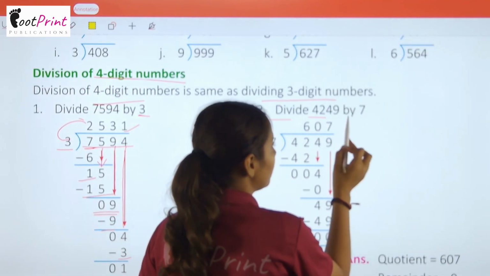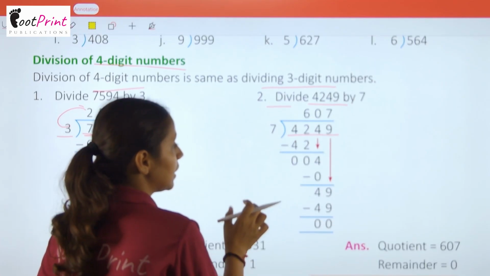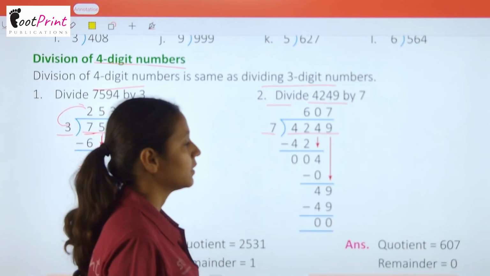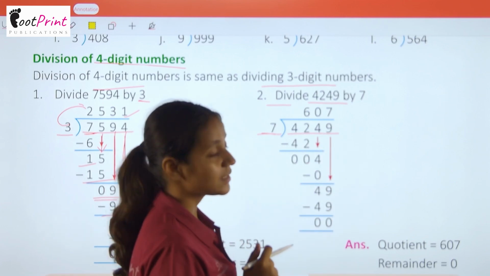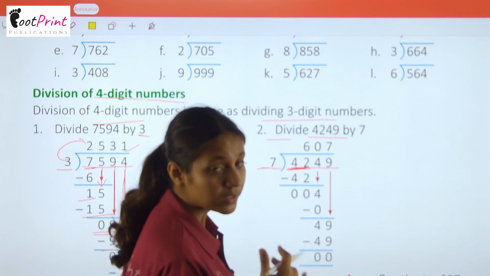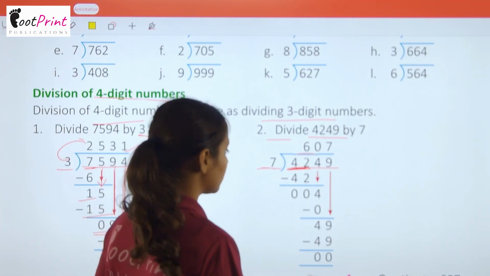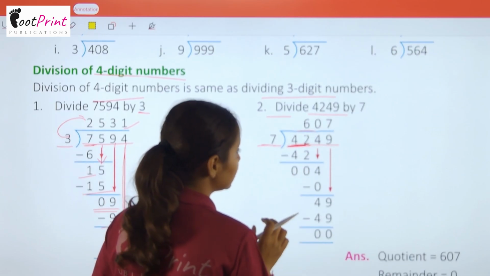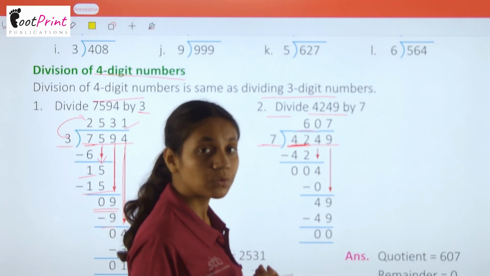Divide 4249 by 7. So we will write here the divisor. Okay, so check whether 4 comes in the table of 7? No, it does not. So what we will do? We will do regrouping. So 42. Check whether 42 comes or not? Yes, it does come at the 6th place. Okay, so 7 6s are 42. 42 minus 42 is 0.